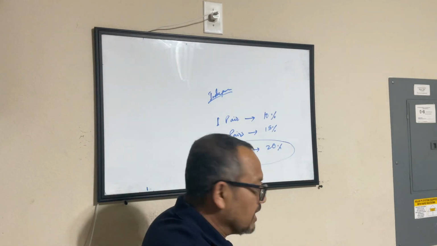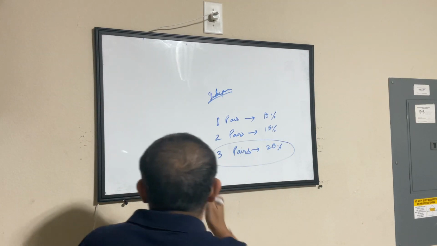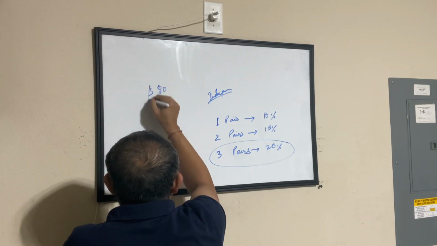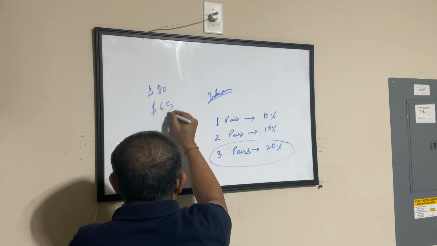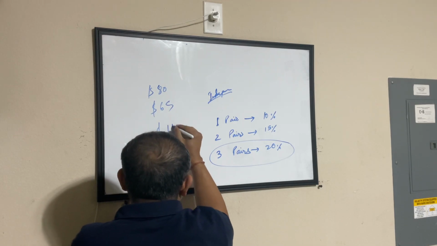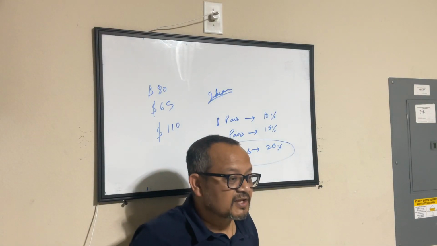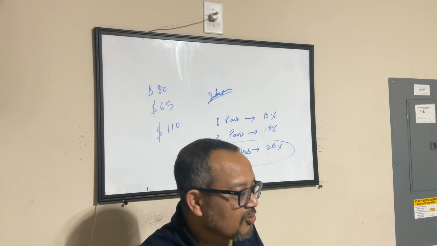Okay? Now, you picked up 3 shoes. One is for $80, one is let's say for $65, and another one was a little expensive, $110. Now, how much will you end up paying for these 3 shoes for the given deal? Who can calculate and tell me?